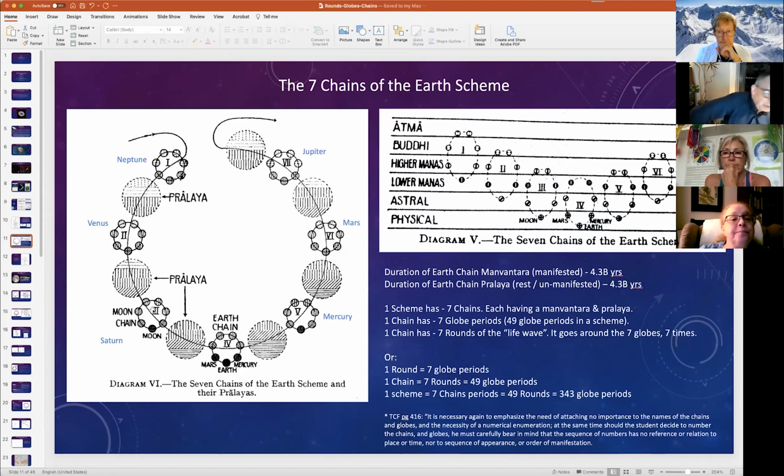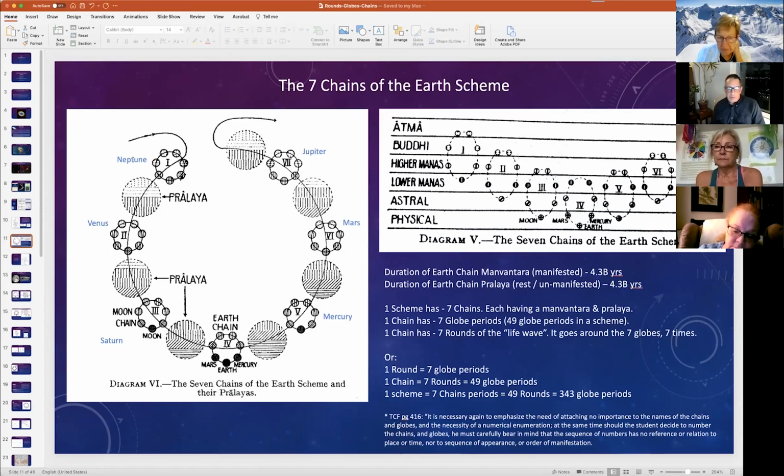A couple of things you'll notice about this is these are DK's names for the chains from Cosmic Fire. Now, he says these names are confusing and we should drop the habit of giving them planetary names. But he did give them, so I gave them. The thing to keep in mind is that the moon chain is called Saturn.